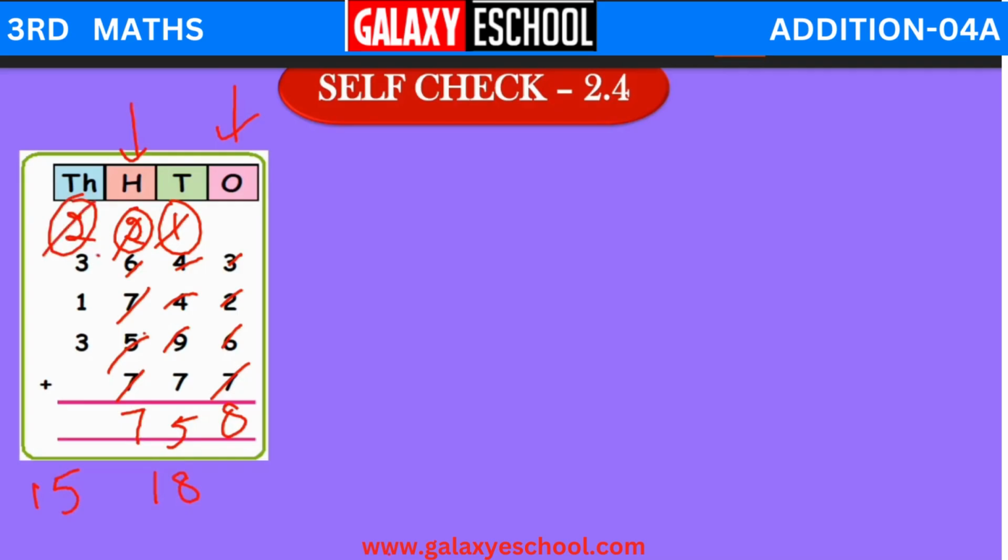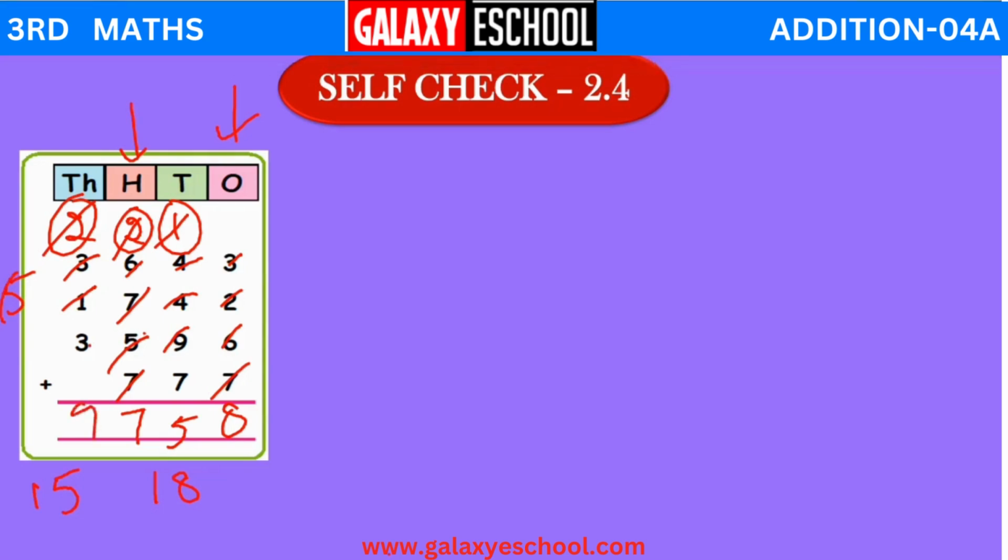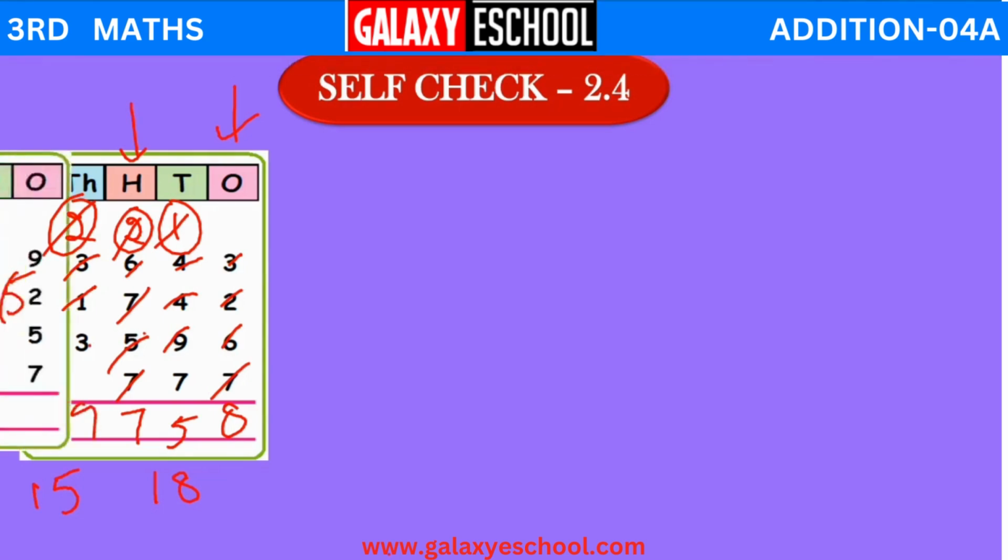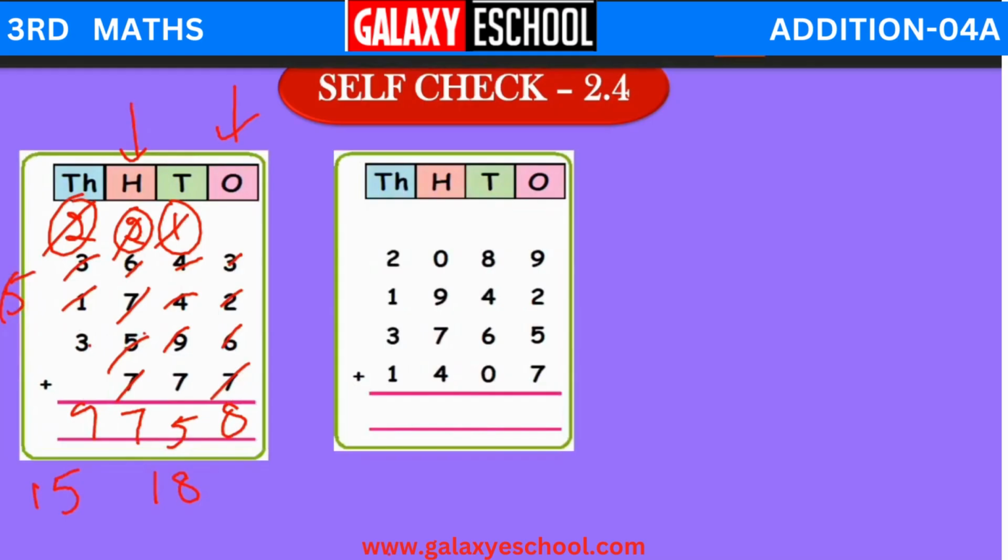In the thousands place, 2 plus 3 becomes 5, 5 plus 1 becomes 6, 6 plus 3 becomes 9. So 9758 is our first answer. Moving on to the second question. 9 plus 2 becomes 11, 11 plus 5 becomes 16, 16 plus 7 becomes 23. So 3 here and 2 carried.